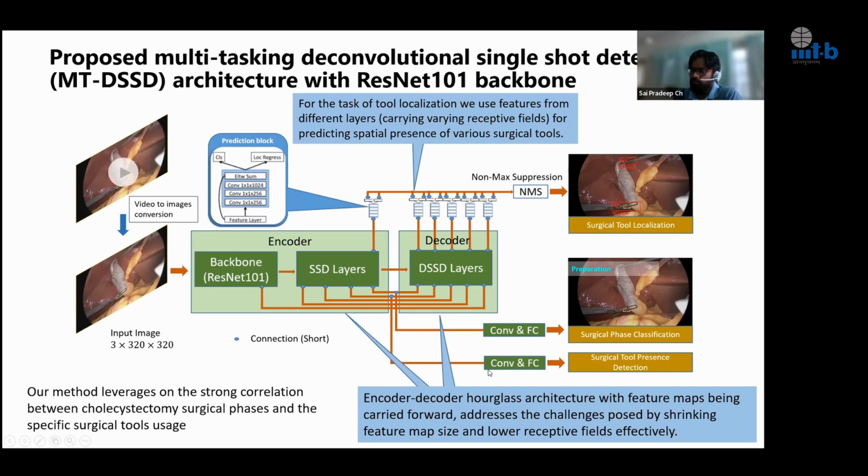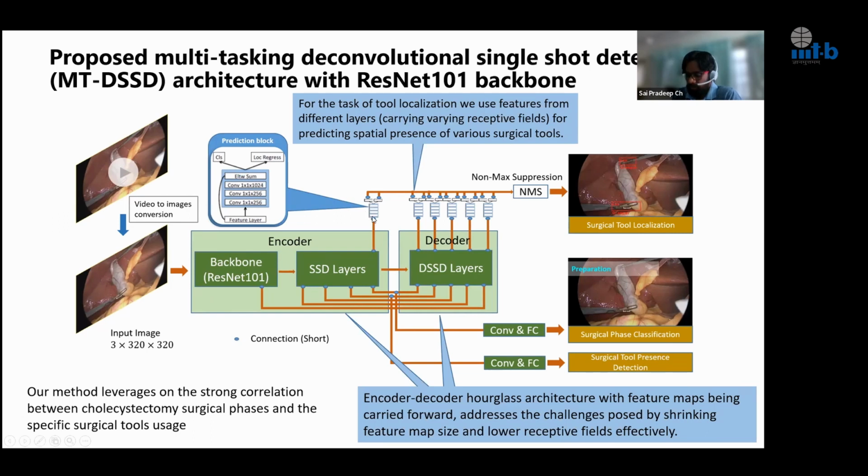So this is how a typical inference would look. Input video would be converted to frames of size 3x320x320, and this would be passed into this backbone architecture. And this would extract important features and pass them to the SSD layers. SSD layers and the DSSD layers together would provide us with feature maps of various scales.